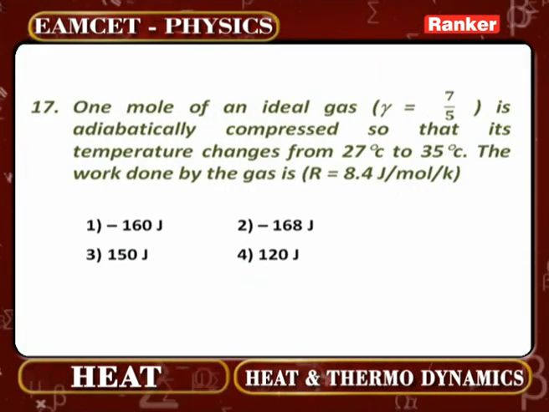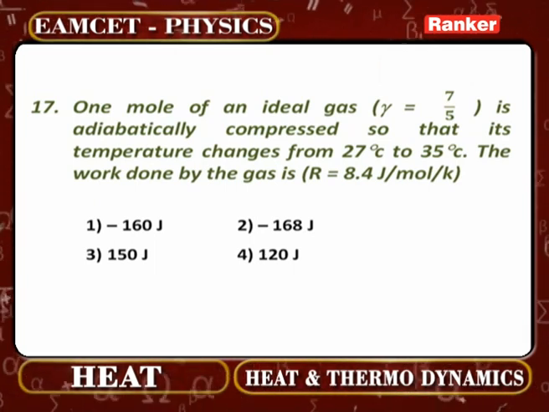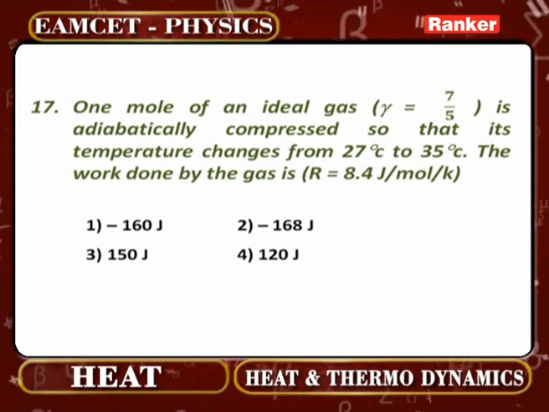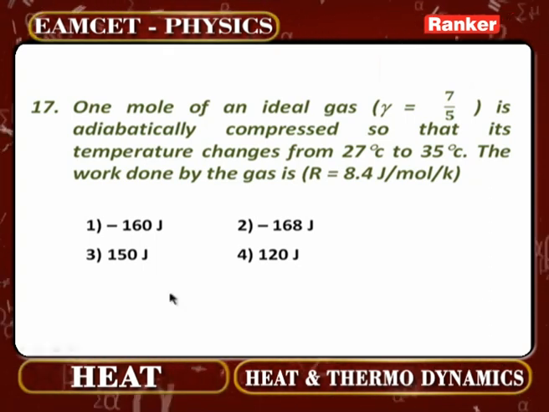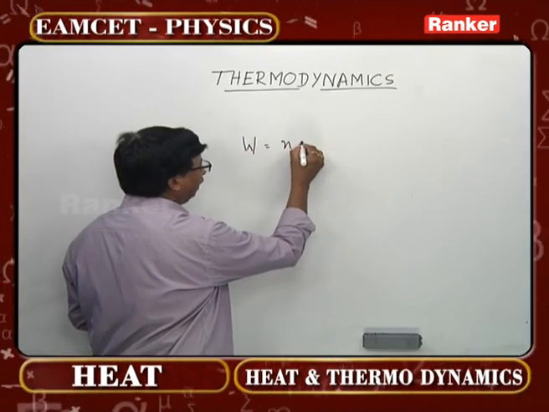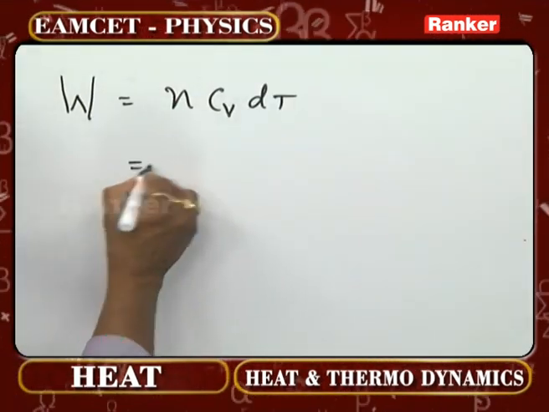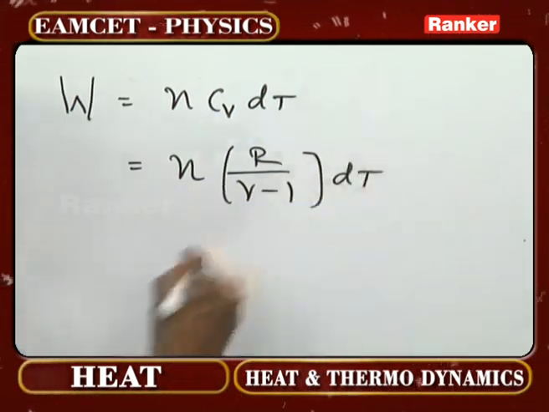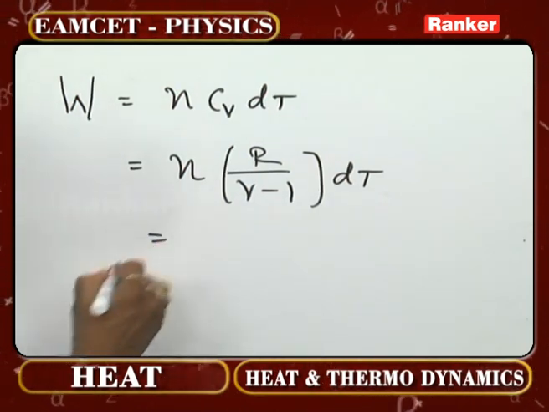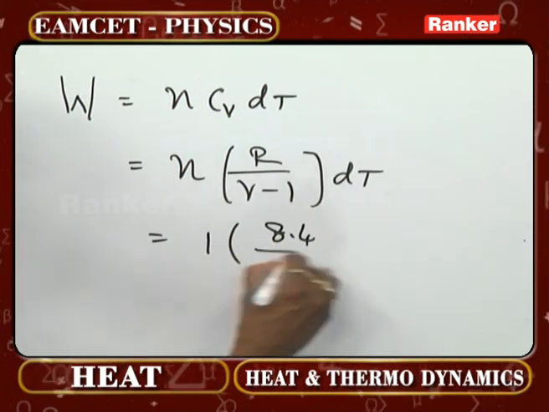That is problem number 17 please. 1 mole of an ideal gas, gamma 7/5, is adiabatically compressed so that its temperature changes from 27 degrees centigrade to 35 degrees centigrade. What is the work done by the gas? Work done in this particular case is n Cv dT officially. But of course we can write it like this also, n into R by gamma minus 1 into dT. Of course we know very well how many moles he has given, 1 mole. R of course he has given 8.4, fine.